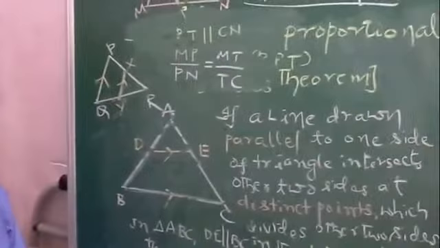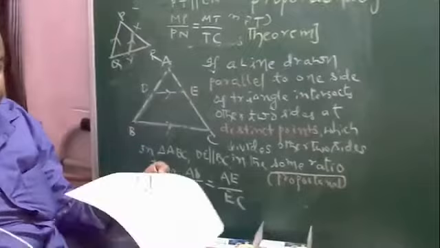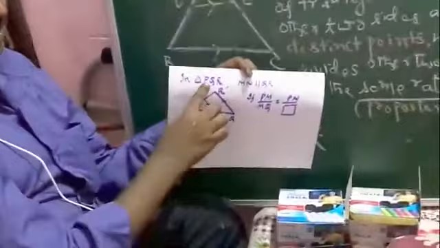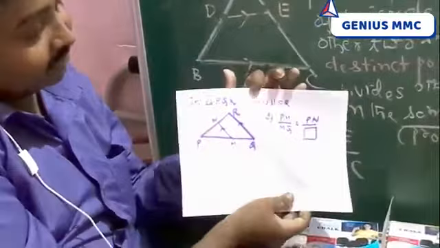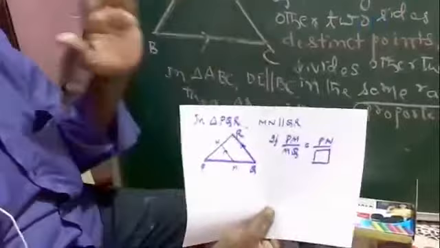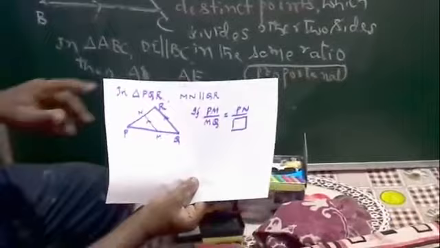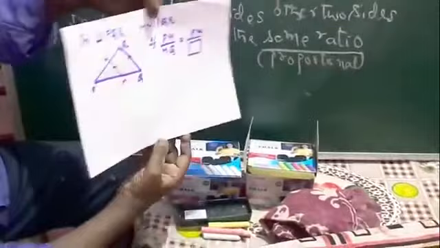Another one, a good question also. See your question here. You can imagine a diagram like this. In triangle PQR, MN is parallel to QR. PM by MQ is equal to PN by dash. So which side are we going to flip here? We want to think about that. According to BPT, that is according to basic proportionality, which is the remaining side? PN by? We are going to flip what? NR. I will give one multiple choice after that.